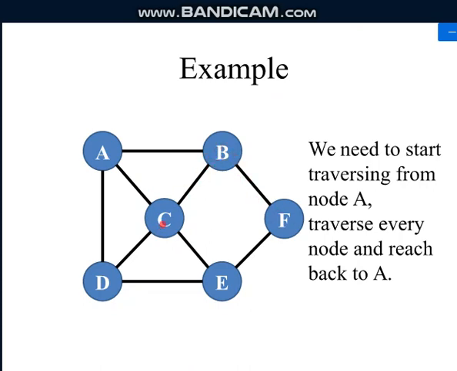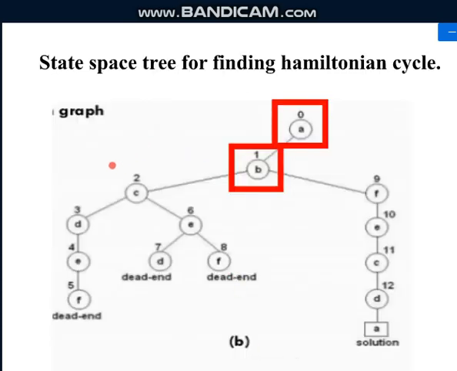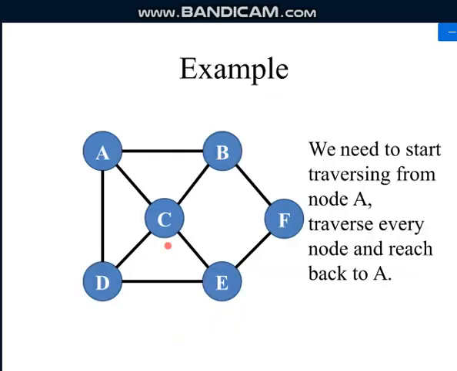So I'll just proceed with C. Let us check for C. C is connected to what? C is connected to D and E. A and B are already done, so we will not look back to the previous node. So from A to B, B to C, C is connected to D and E. We will just traverse via D.